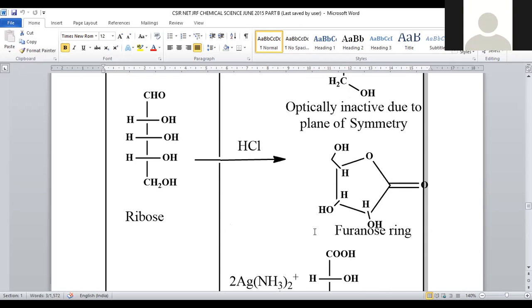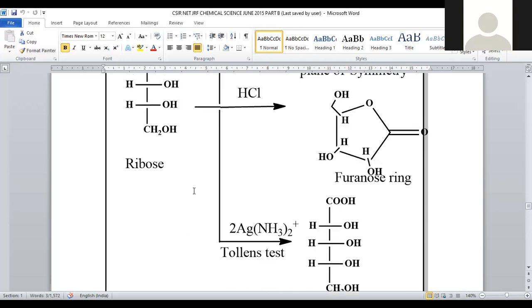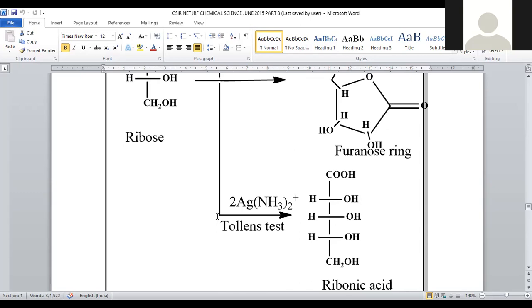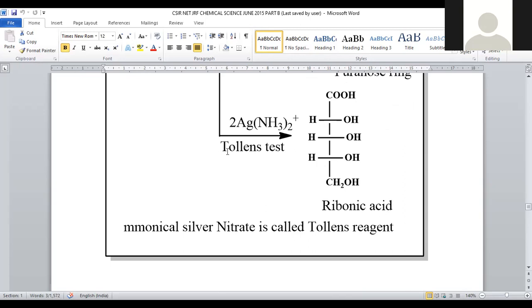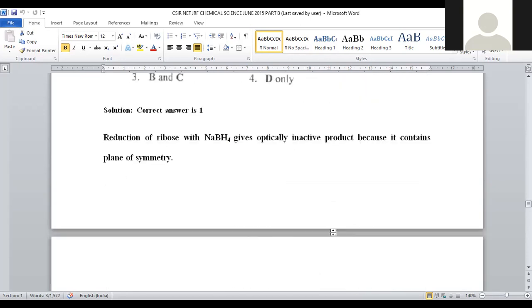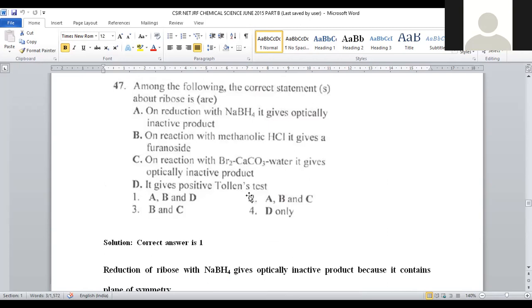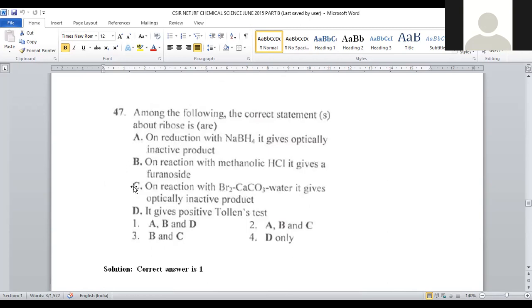So that reaction is also possible because it is an aldehydic system, it used to participate in the Tollens reaction and a corresponding carboxylic acid will be generated called ribonic acid. So the Tollens test is positive for this one, right? Ammoniacal silver nitrate is said to be Tollens reagent. This also gives the positive test. So A is correct, B is correct, D is correct, C is wrong. A, B, D are provided in option number 1. For question number 47, option number 1 is the correct answer.